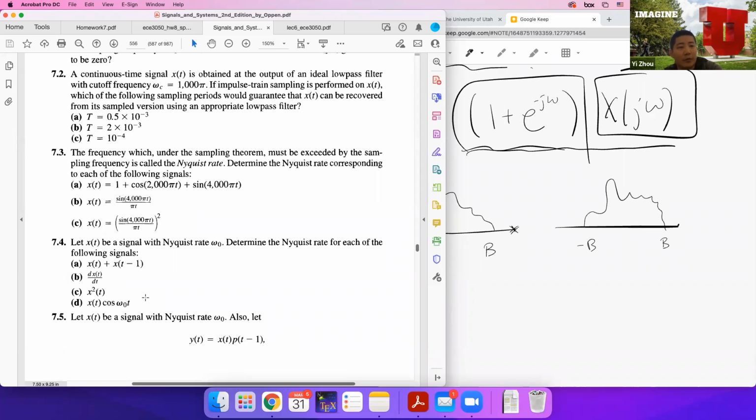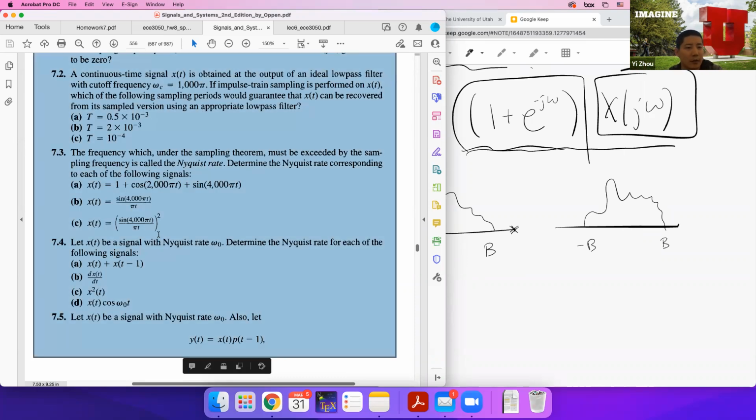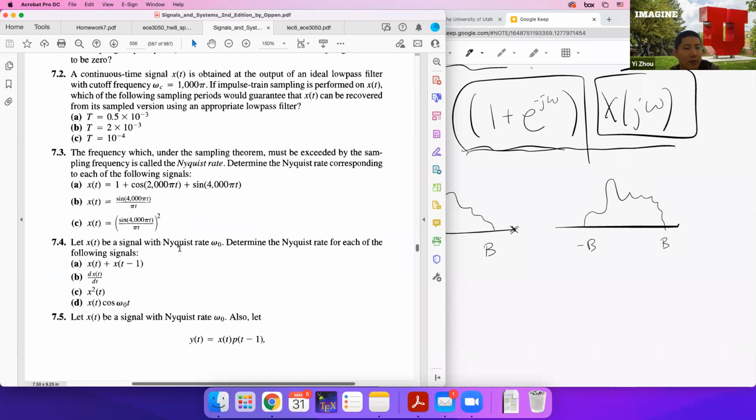For part C, now it's clear from 7.3, it's x(t) raised to the power of 2. So this is a convolution in the frequency domain. So the bandwidth will be increased by a factor of 2, and then you can discuss the Nyquist rate. So in this case, the bandwidth will be expanded.